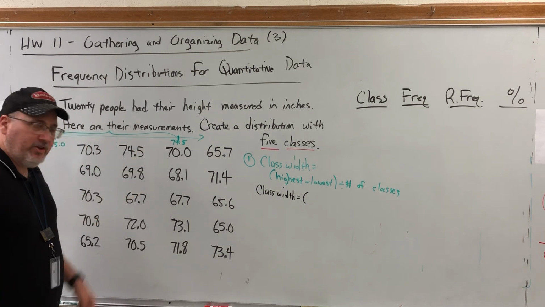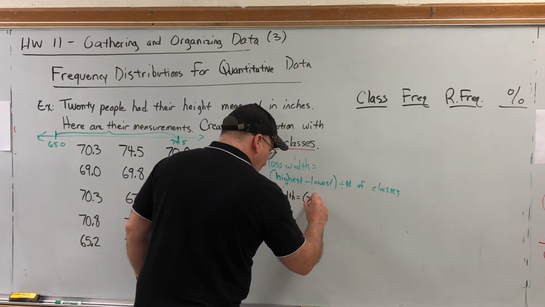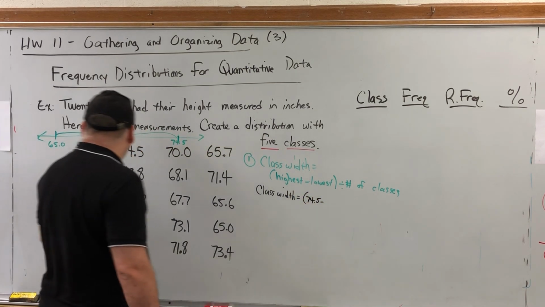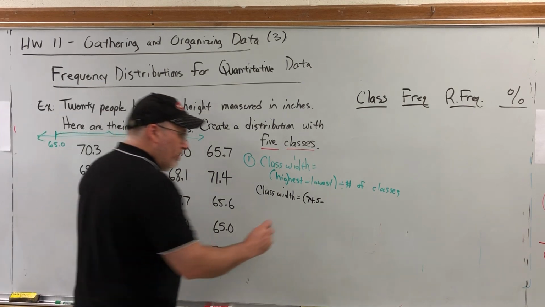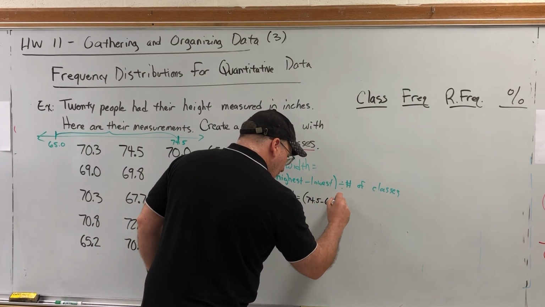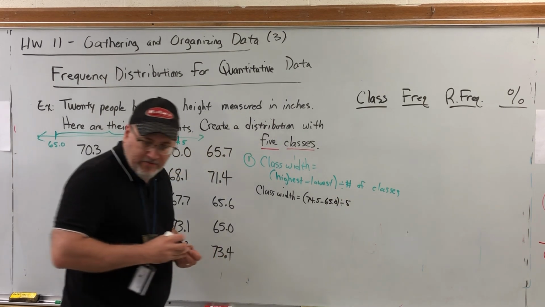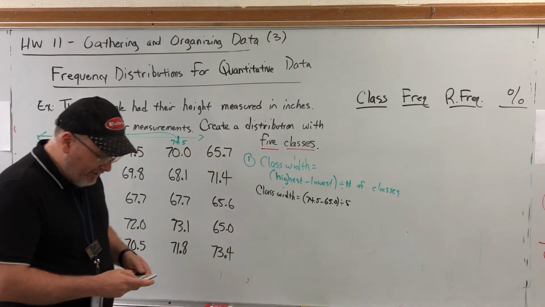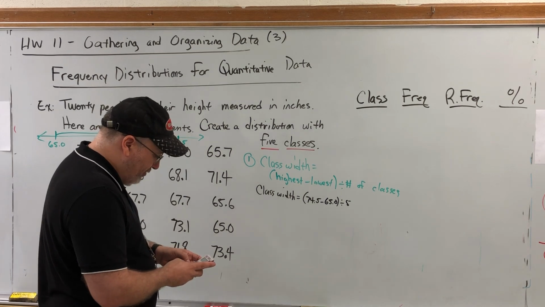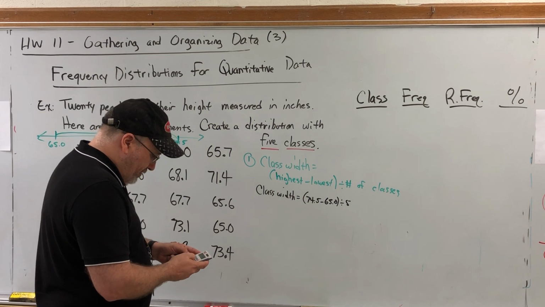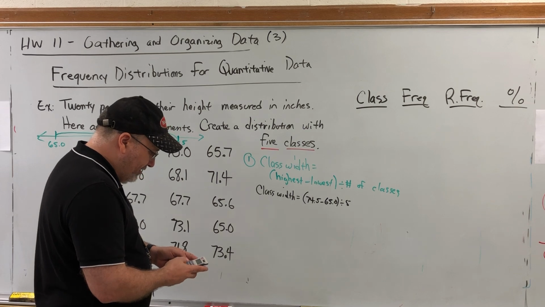Our highest value is 74.5. Our lowest value is 65.0. And since we want 5 classes, we're going to divide that difference by 5. So it does require a little bit of calculator. Well, you could probably do that without a calculator, but that's not really going to do anything except take more time.